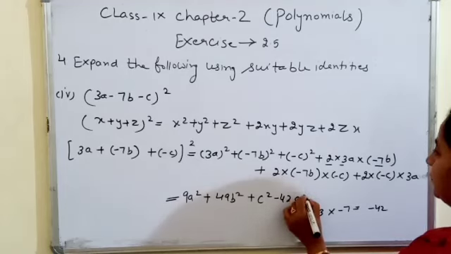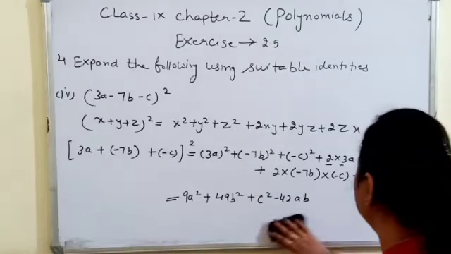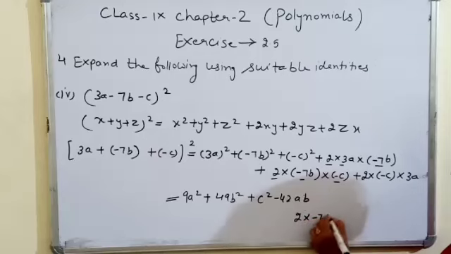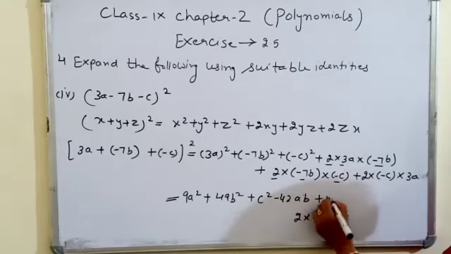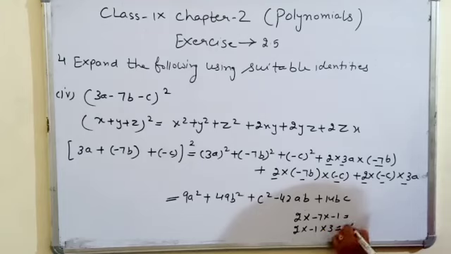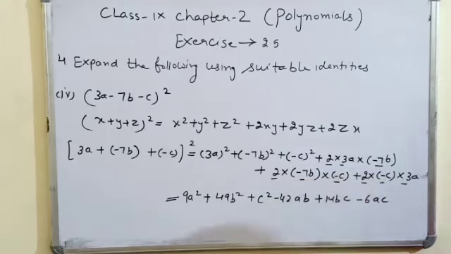Minus 42ab. And for the next term, numerals are 2, minus 7 and minus 1. You can see in this product we are having two negative signs. So product will be converted into the positive, that is 14bc. Similarly for the next, numerals are 2, minus 1 and 3. So result for this is minus 6ac. Now this was the result for part 4 of the question 4, exercise 2.5.